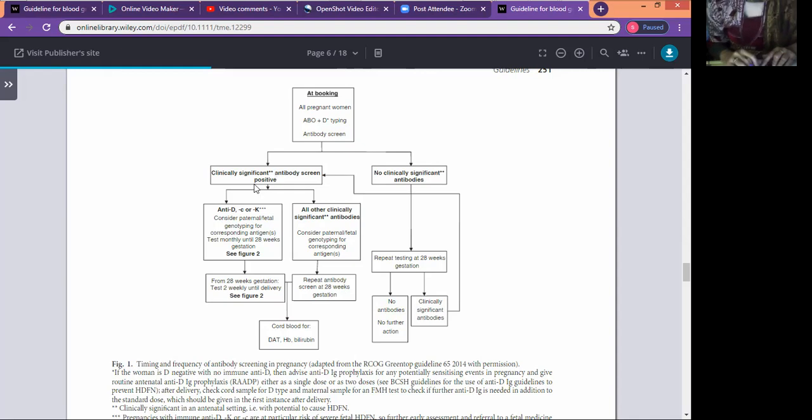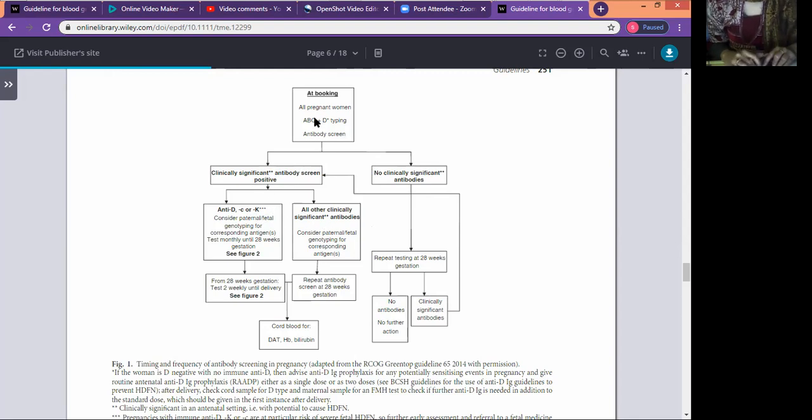So the algorithm is basically at booking and at 28 weeks. If both are negative, then no further follow up or action needs to be taken regarding the antibody checking. But if an antibody is negative at booking but comes out positive at 28 weeks, then we will again consider it along these lines, whether it's a clinically significant D, E, C or KEL antibody or any other antibody.